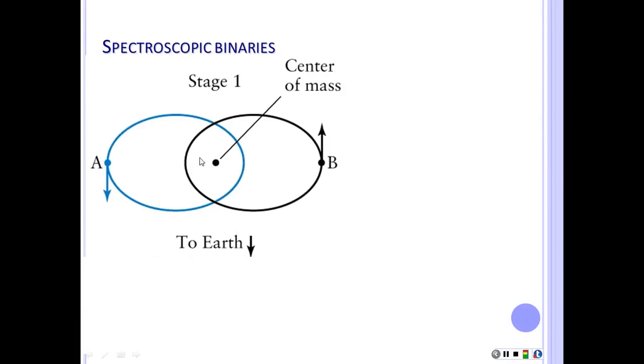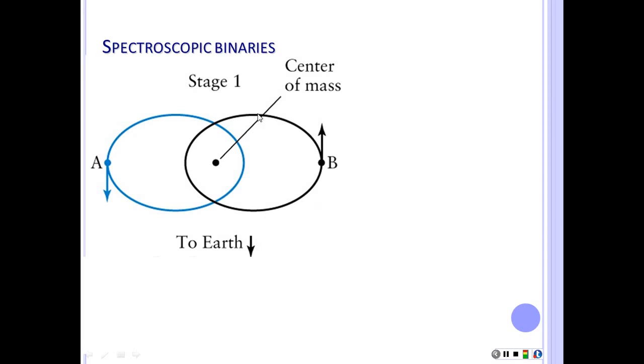So I have a center of gravity, I have a star A that's going around in its elliptical orbit, and I have a star B that's going around in its elliptical orbit. And what happens is that when A is moving in this direction, then its spectral lines are going to be blue shifted because it's moving towards us. Earth is down here. At the same time, B is going to be moving that way, so it's red shifted.